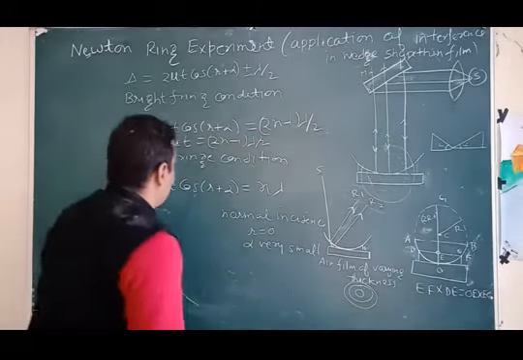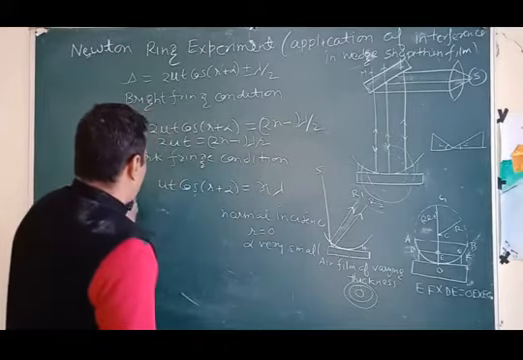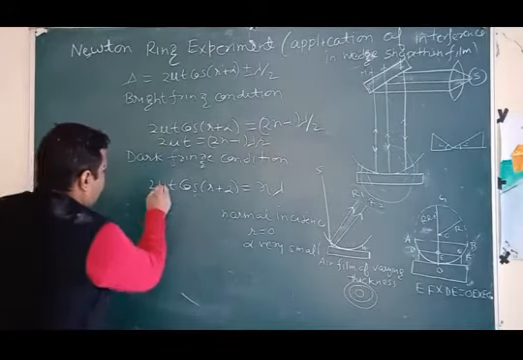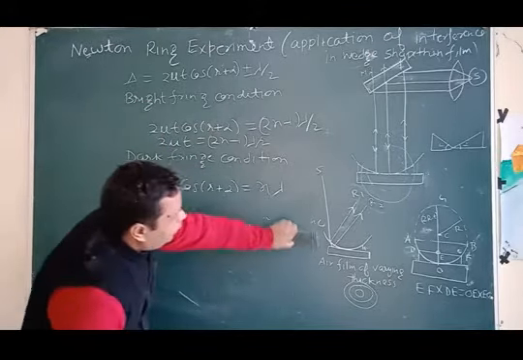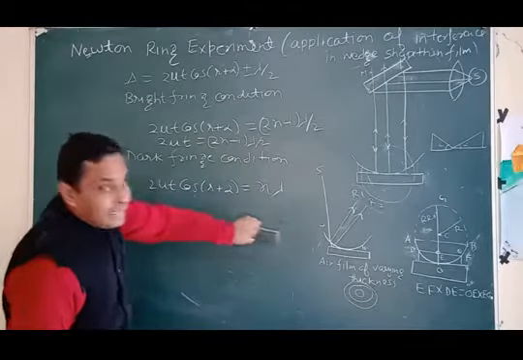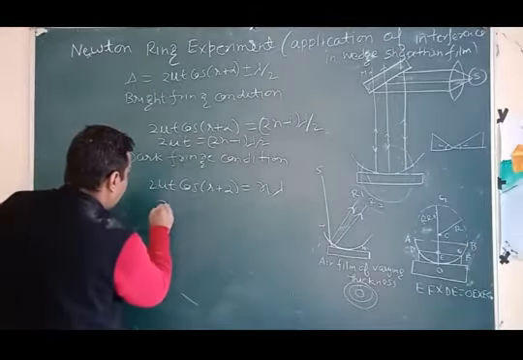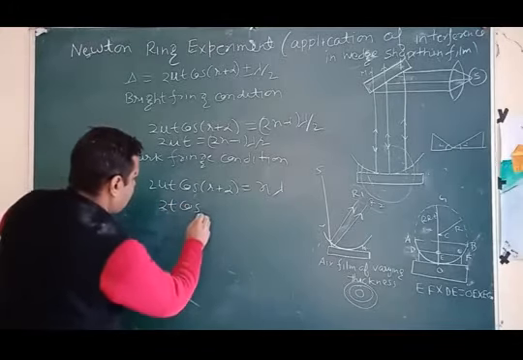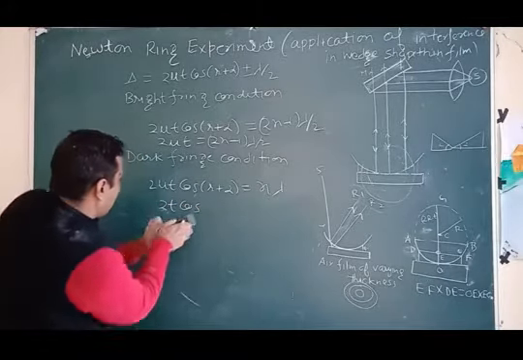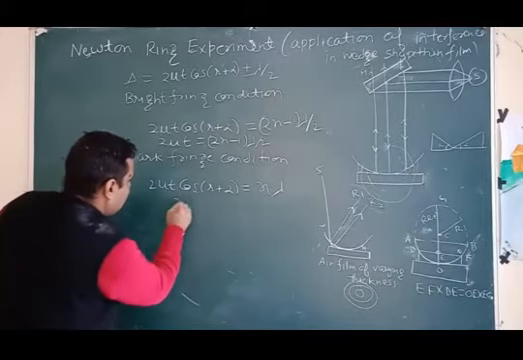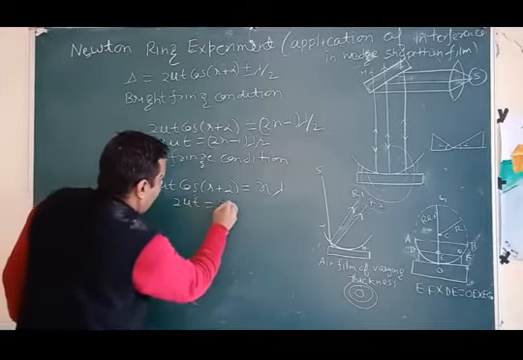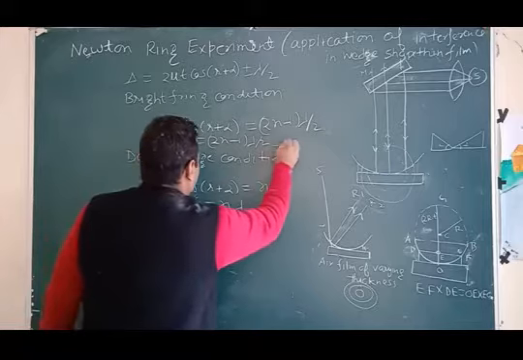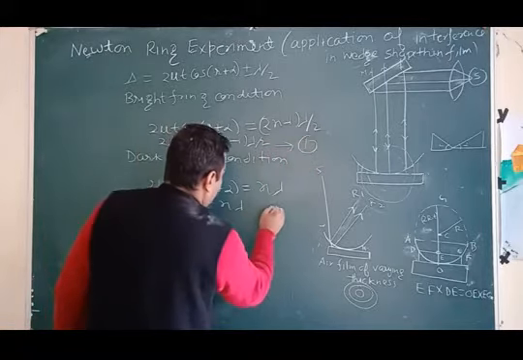Again, for the dark fringe at normal incidence and a very small angle, 2 mu t cos(r + alpha) becomes 2 mu t, which is equal to n lambda. That is case 1 and this is case 2.